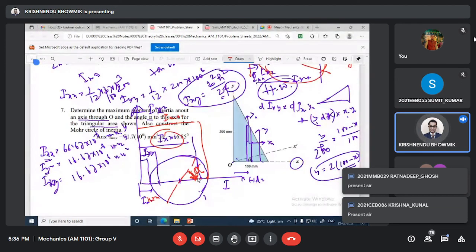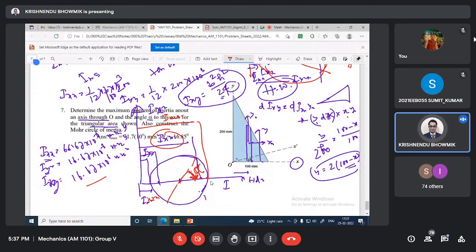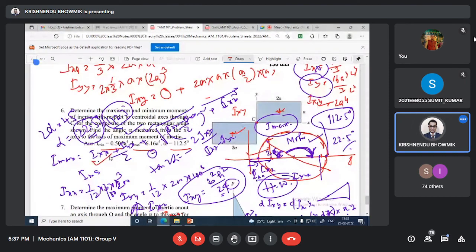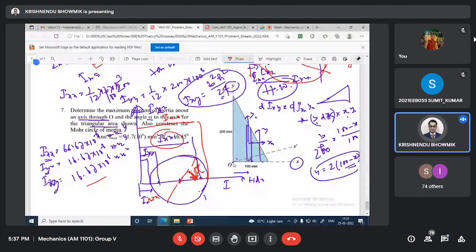So if you solve this and use the expression the same way, this is the center, then center plus radius, or simply if you utilize the Imax expression, you will get the Imax value as given: 71.7 × 10^6 mm^4, and the alpha value will be minus 16.85 degrees.